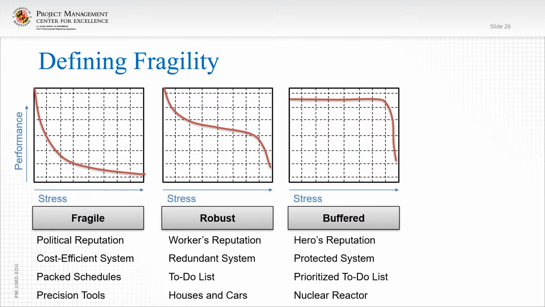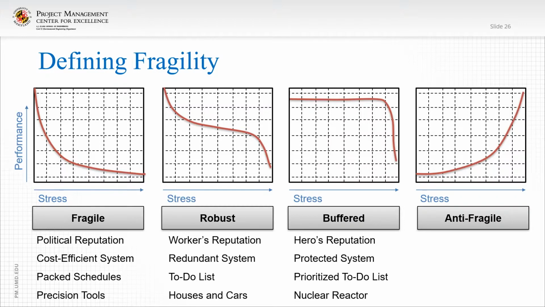Then we have the anti-fragile system. The anti-fragile system has a profile of getting better over time with stress. And it could start off as high or low as any one of these other systems. But the point here is that over time, stress actually improves the performance. So a really great example of this is an artist's reputation. For example, artists can't have bad press. Any kind of press for an artist is good press. It makes them controversial, it makes them interesting, and it improves their income.